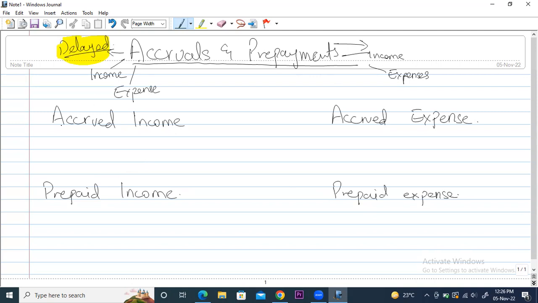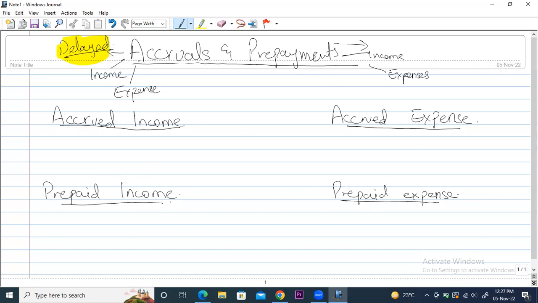Now first let's discuss the accrued income. You have to simply remember again the word accrual means delayed, anything which is delayed. Now, what does accrued income mean? Any income that you're receiving, but not now, it's a bit delayed afterwards. You can understand it like that. Accrued income means delayed income.